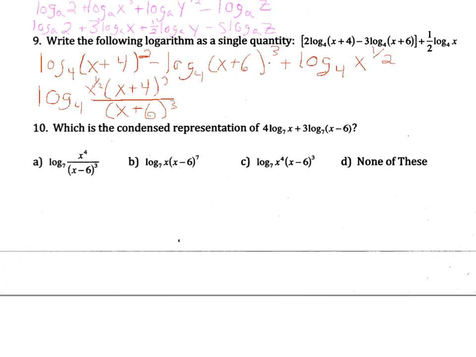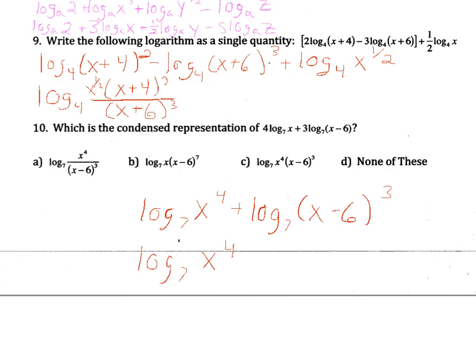For number 10, it's the same thing. We want to write that as a condensed logarithm. So again, I'm going to move the coefficients to the exponents. So I have log base 7 of x to the 4th plus log base 7 of x minus 6 to the 3rd. And since it's addition, we're going to condense it using multiplication. So I have log base 7 of x to the 4th times x minus 6 cubed. So that looks like it is choice C.